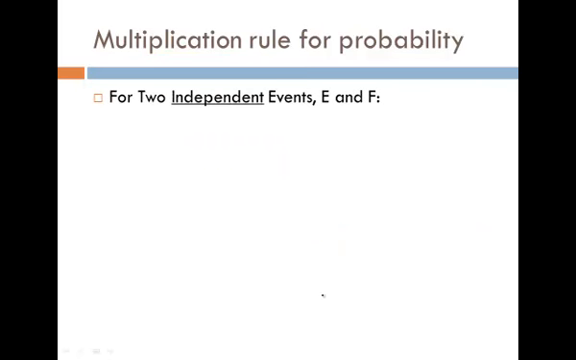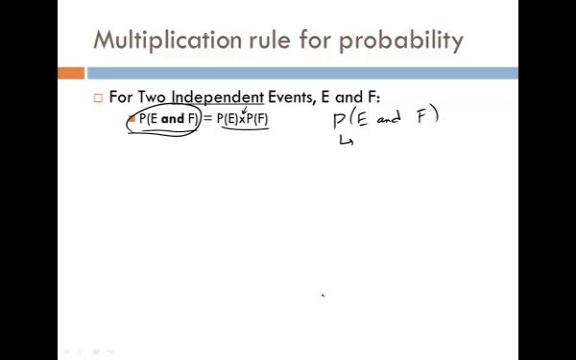Okay, so the multiplication rule for independent events says that the probability of the first event and the second event is the product. This is a multiplication sign, okay? Product of the probabilities. Now, this is not to be confused with P of E and F, meaning the probability of E and F occurring at the same time. Okay, that's not the same thing.